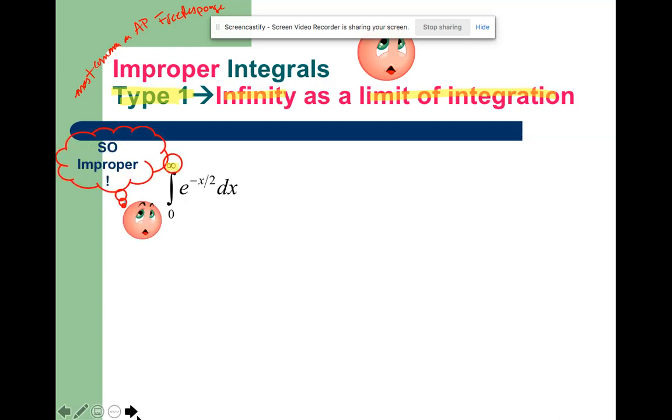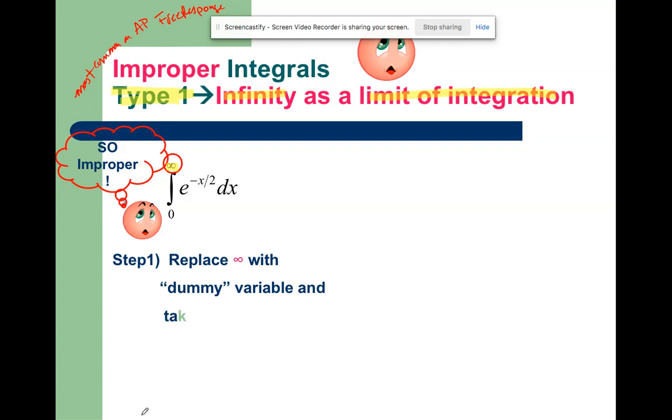So firstly, you got to identify your improperness. Recognize you have an improper integral. You're going to replace infinity with a dummy variable. That's not a very PC term, but it's what your book uses, what they all use. I just say replace it with a variable. And then you're going to ignore the infinity part.